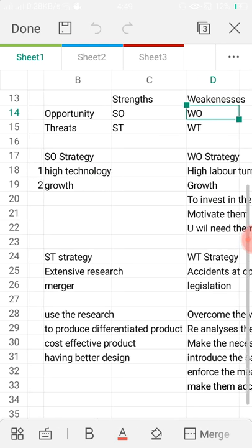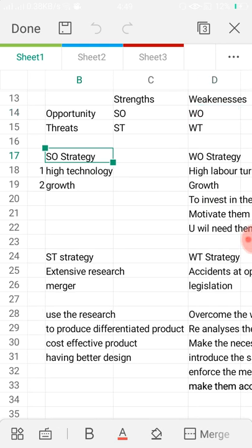Now come back to the application stage. Here is the SO strategy, that is strength and opportunity. What is the strength? You will consider one strength from the list, one by one, and then use your strengths to take advantage of the opportunities that you have. Here I have the strength, that is high technology, and the opportunity, that is growth.